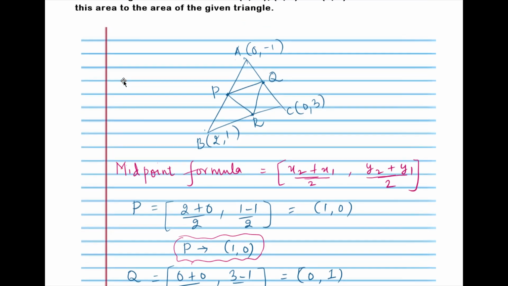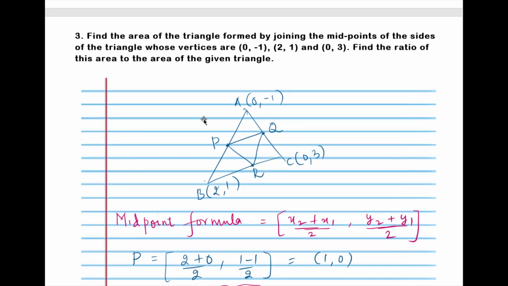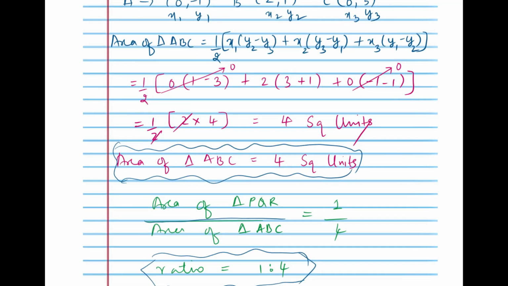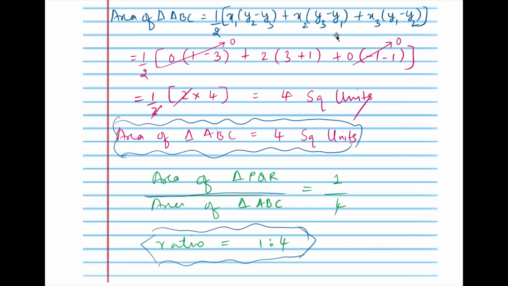Students, I'll repeat the concept of this problem again. There is a triangle formed by the points (0, -1), (2, 1) and (0, 3), and another triangle PQR, which is formed by the midpoints of these vertices. We need to find out both area of triangle PQR and area of triangle ABC. To find out area of triangle PQR, we need to find out the coordinates of PQR by using the midpoint formula. Then we need to find out the ratio. That is, we got it as 1:4.